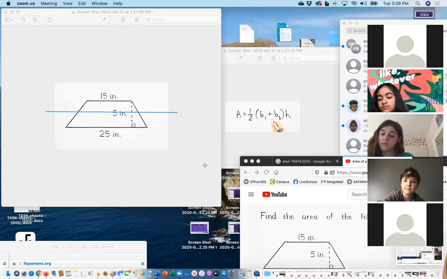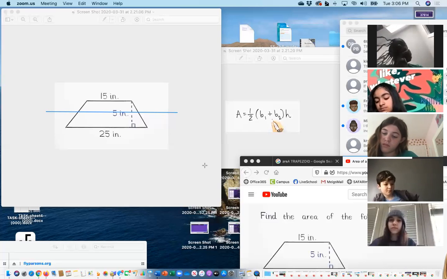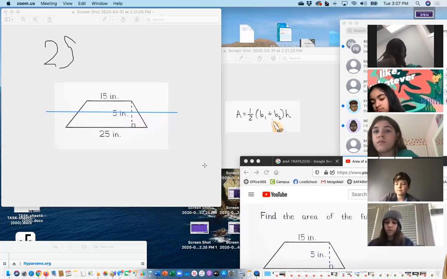Okay, that's exactly right. So now, what if I take the top? Do you also agree that I've made two little skinny mini trapezoids now? Yes. Okay, what if I took the top one and flipped it upside down? Could I scoot it now up against the other one and have a parallelogram?